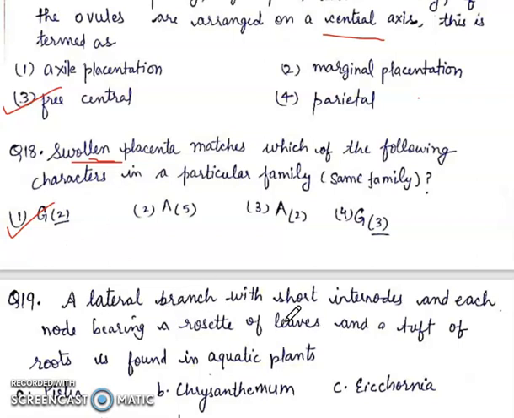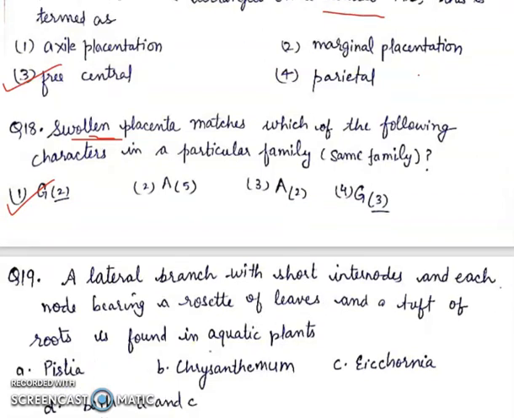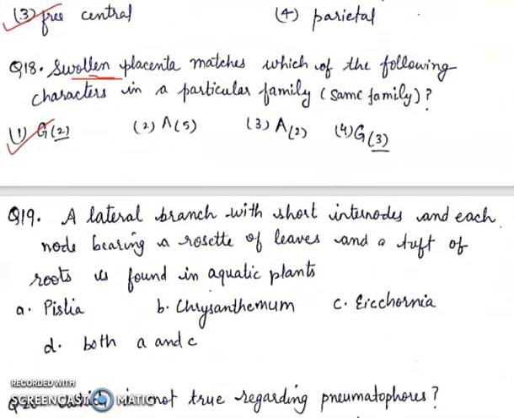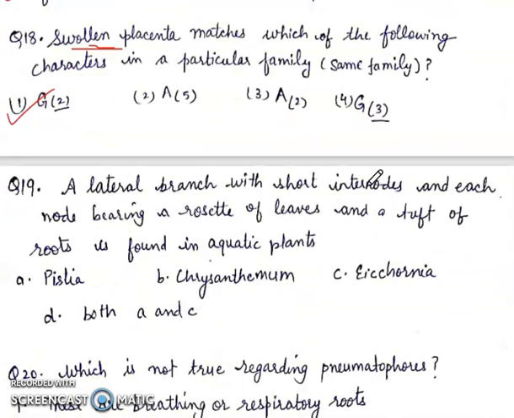19th. A lateral branch with short internodes and each node bearing a rosette of leaves and a tuft of roots is found in aquatic plant. A. Piscia, B. Chrysanthemum, C. Eschornia and D. both A and C. तो ये जो डेफिनेशन है ये ऑफसेट्स की डेफिनेशन है. Offsets are found in Piscia and Eschornia. Answer will be D, both A and C.